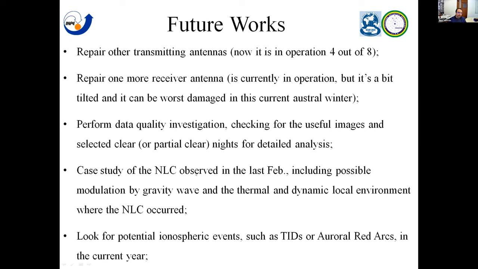And other detailed studies on that event of noctilucent cloud and the gravity wave in the same night in February, last February, need to go deeper. And also look at the data to see if there are potential events in the ionosphere, such as traveling ionospheric disturbances or some events related to solar activity like auroral red arcs.